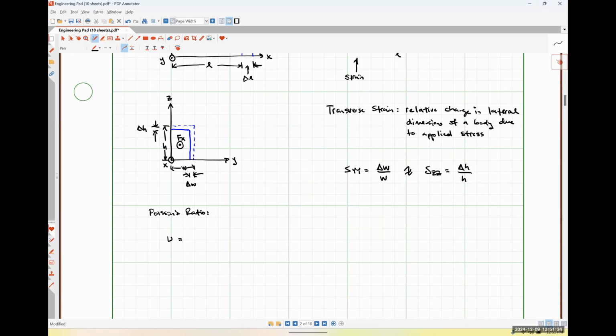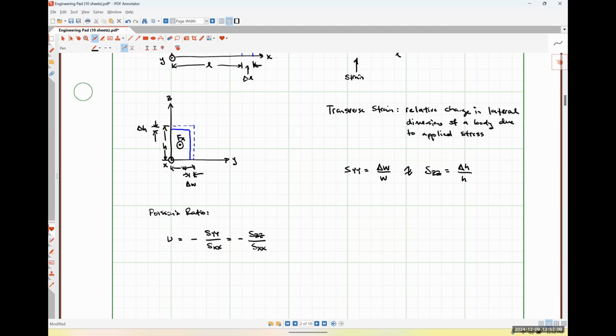Nu tells us that negative SYY over SXX needs to be equal to negative SZZ over SXX, where I'm making an assumption here that we are elongating the beam, and so the Y and Z directions are effectively getting smaller. So that's where that negative sign is coming from. Okay.